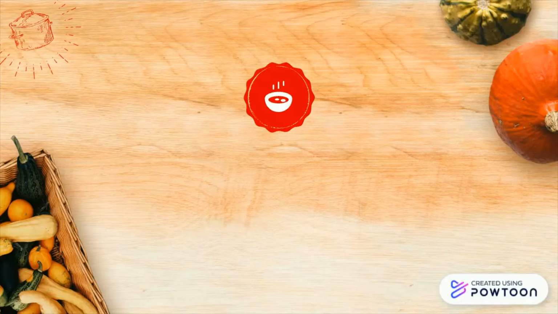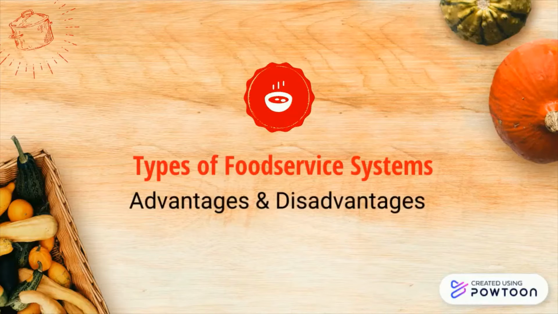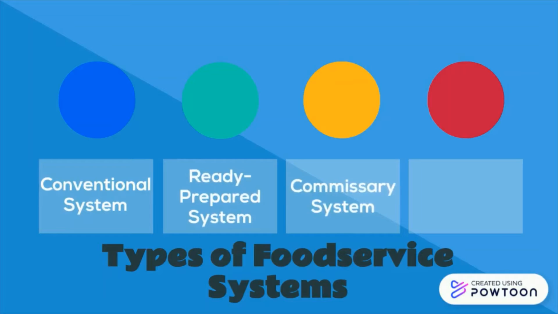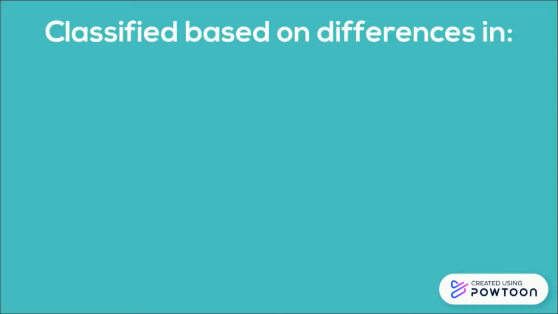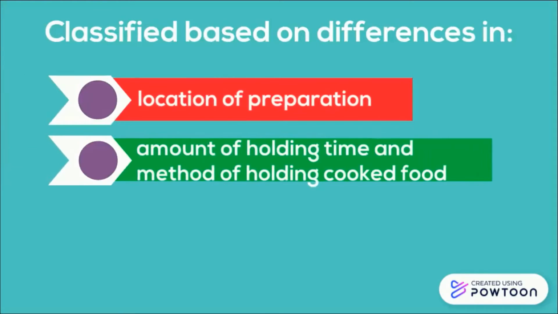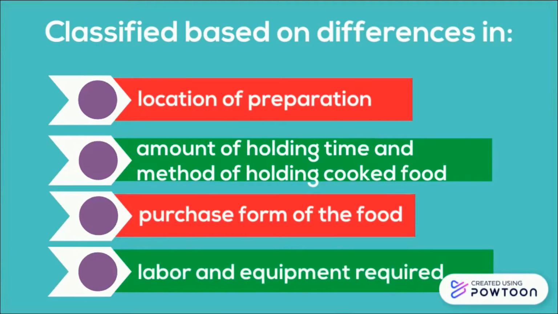Let us now move on to the types of food service systems. We will also be discussing the advantages and disadvantages of each type. The four major types of food service systems that exist today are conventional, ready-prepared, commissary, and assembly-serve system. These classifications are based on differences in location of preparation, amount of holding time and method of holding cooked food, the purchase form of the food, and labor and equipment required.